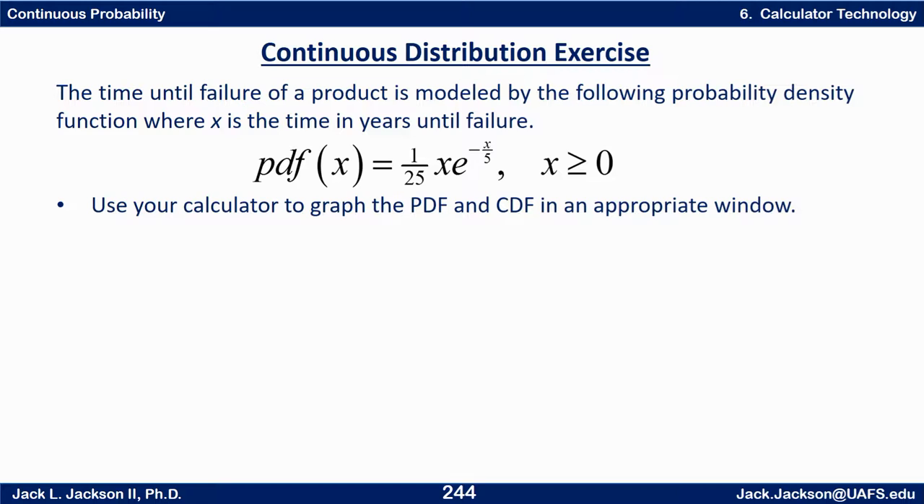So the time until failure of a product is modeled by the following probability density function, where x is time in years until failure. PDF of x is 1/25 times x times e to the negative x over 5 for x greater than or equal to 0, and of course it's 0 for x less than 0. Sort of obvious that the product is not going to fail before you buy it, or if it does, it's not your product anyway. So this is only for positive x's that this makes sense.